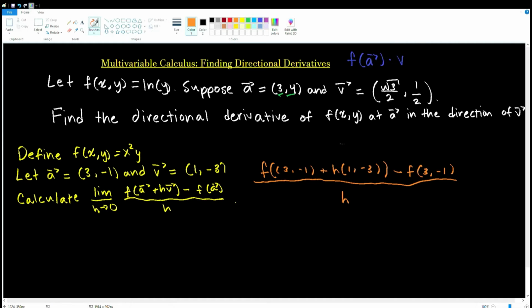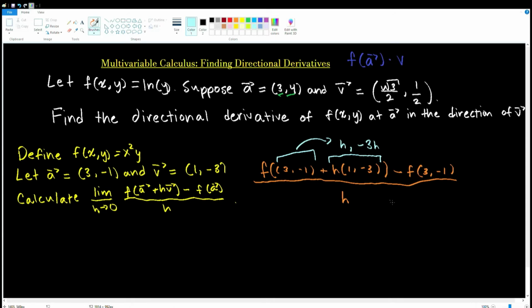Well, let's try to simplify this first, okay? Actually, I want to simplify this part over here first. So h times 1 is h, comma, h times negative 3 is negative 3h. Okay, now we can add this to this.